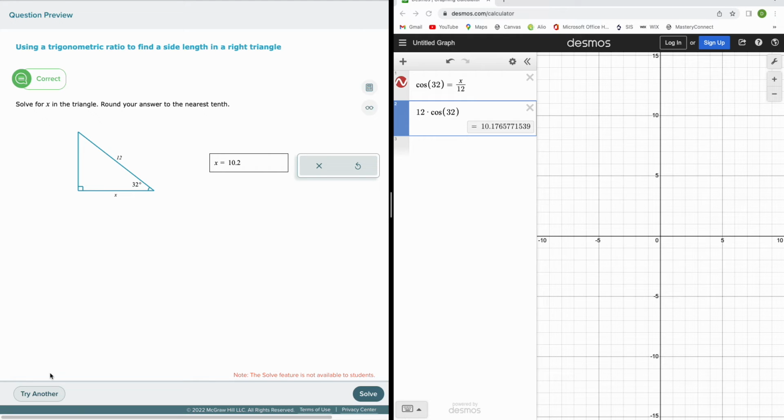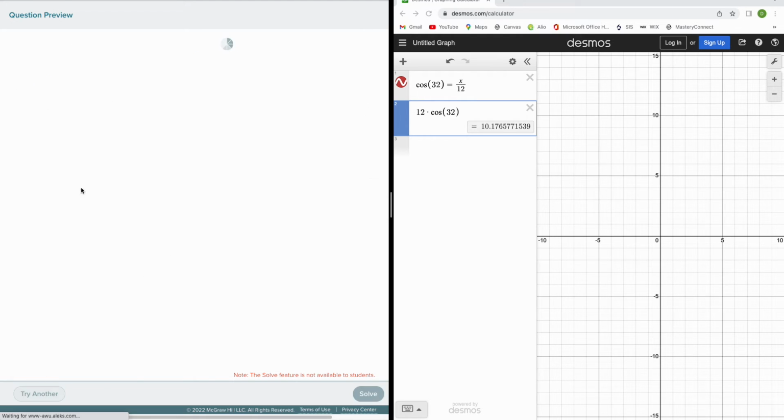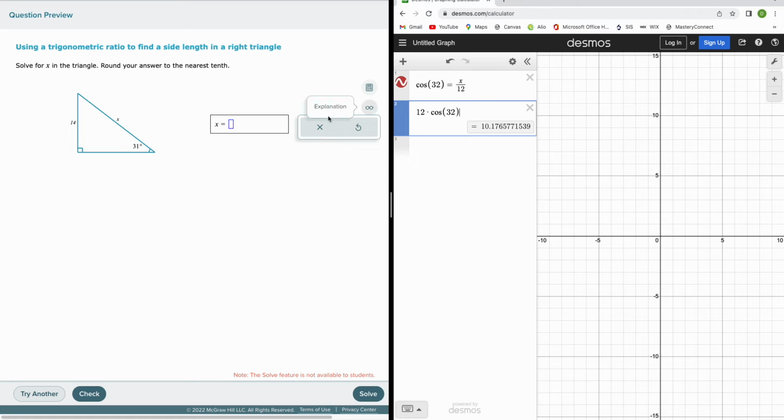Okay, and I'm going to do a couple of these while I'm here. So let's do another one. It says we have an angle of 31, and we're given an opposite side and a hypotenuse. So how I'd set this up is I'd say opposite over hypotenuse would be sine. So we're going to go sine of 31 is equal to 14 over x. Now you got to do some algebra. Hopefully you can see you got to multiply both sides by x.